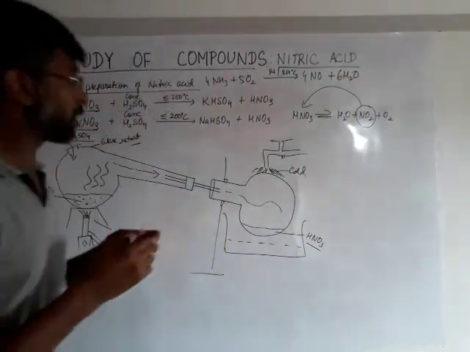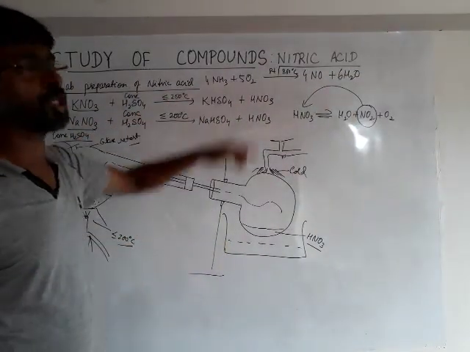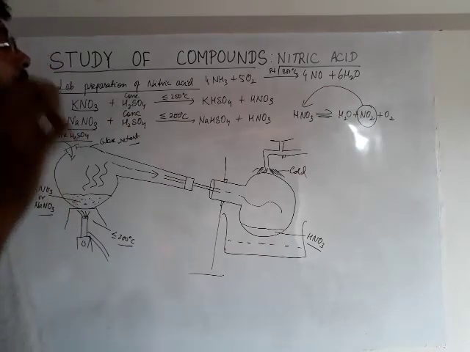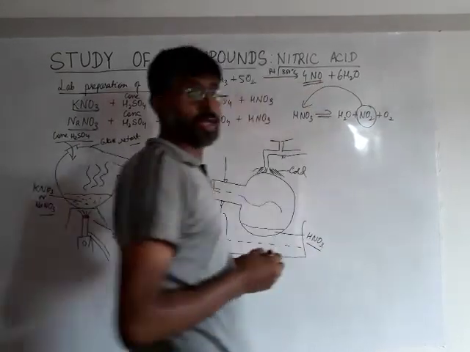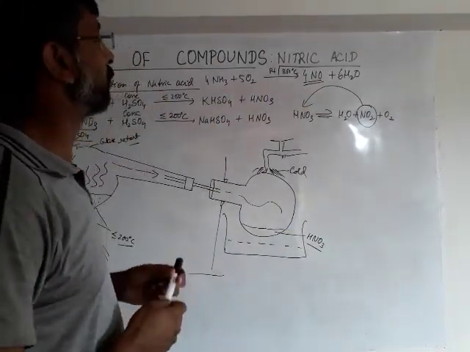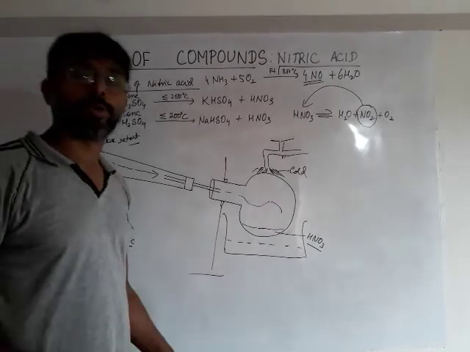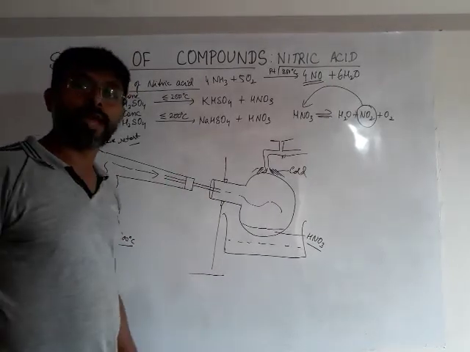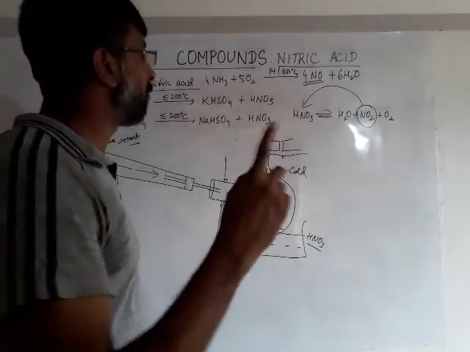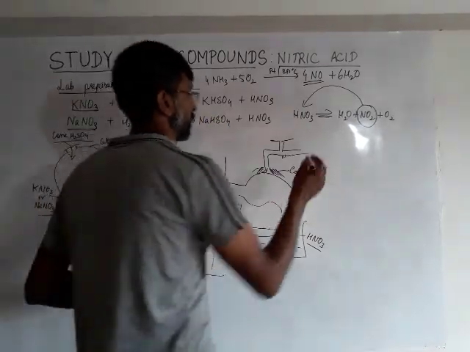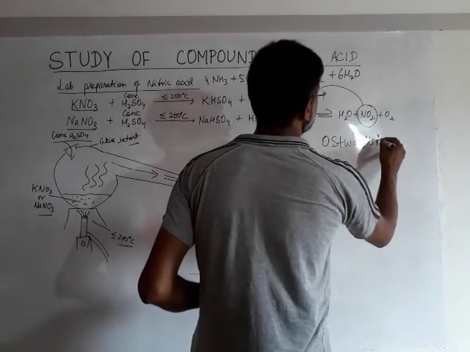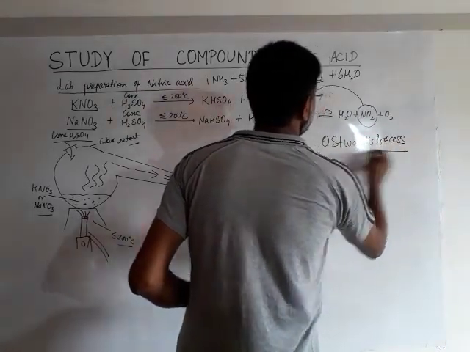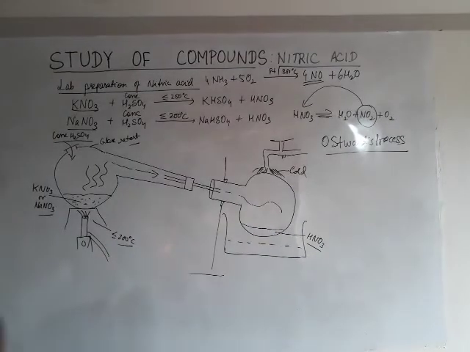So this equation for the catalytic oxidation of ammonia is a very, very important equation where a very important product called nitric oxide is formed. This nitric oxide is used for the manufacture of nitric acid by the process which is called Ostwald's process. It is called Ostwald's process, which I will be discussing next in this chapter.